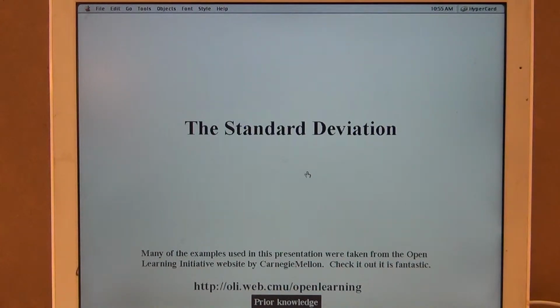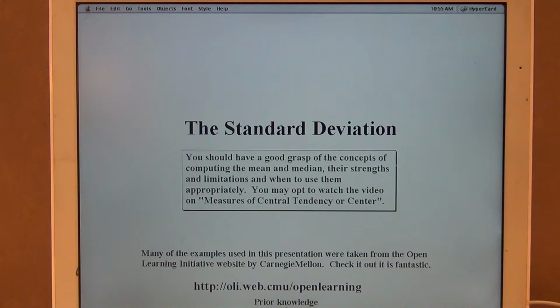It is the measure of spread or range of a distribution that is used when the mean is the measure of central tendency, but we'll get into that. Some prior knowledge: you should have a good grasp of the concepts of computing the mean and median and their strengths and limitations. There is a video on the website called Measures of Central Tendency, and you might want to look at that if you're not clear on these concepts before you look at this.